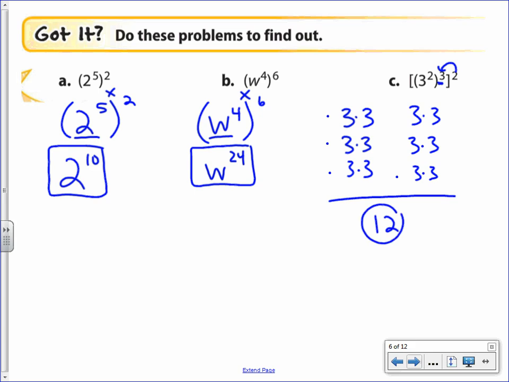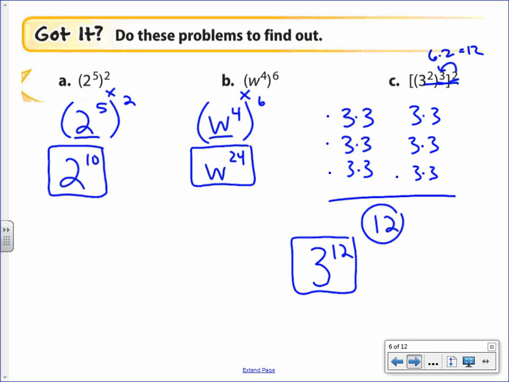So let's see if our rule works. If I multiply all the exponents together, let's see what happens. 2 times 3 is 6, and 6 times 2 is 12. You can write it out, break it out like I say, or you can learn your rules.